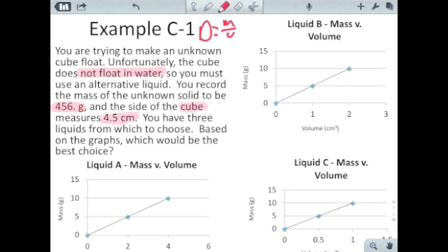So to find the volume of a cube, all we have to do is take 4.5 and cube it. So it's 4.5 times 4.5 times 4.5. And when we do that, we'll get a volume of 91.125. And we'll use our sig figs here and round it, and it'll just be 91.